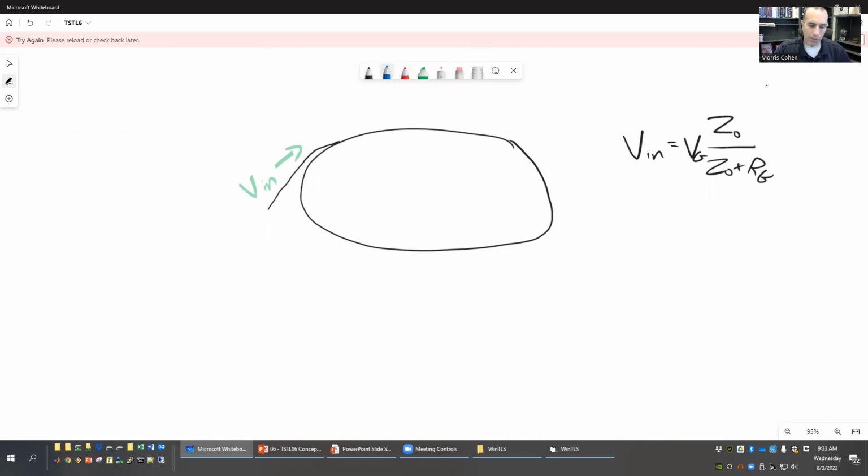And then once it goes in, we're going to have a reflection, right? There's a reflection right here, where there is gamma L. We know what gamma L is. Gamma L equals our load resistance minus our transmission line impedance divided by the sum.